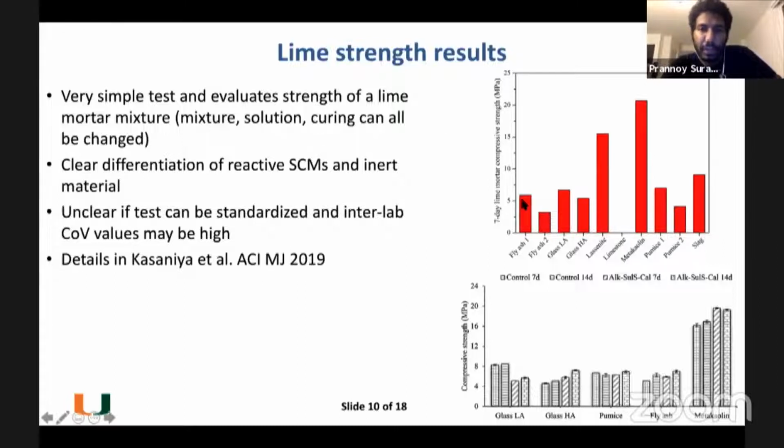But the nice thing is, if you look at strengths, and this is in a lime mortar, you can see a very clear differentiation between limestone, which again, as a reminder, is an inert material and shows zero strength, versus a metakaolin, which is very reactive, shows very high strength, and fly ash, which is somewhere in between. The one concern that people have had regarding this test is it is suspected that interlab variation values can be quite high. So there might be some challenges towards standardizing this test. And the reference paper has a lot of details and very nice test results.